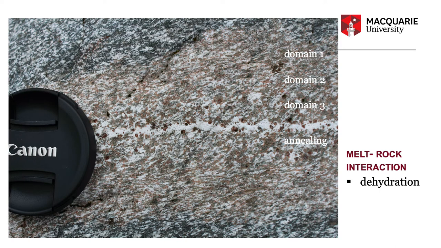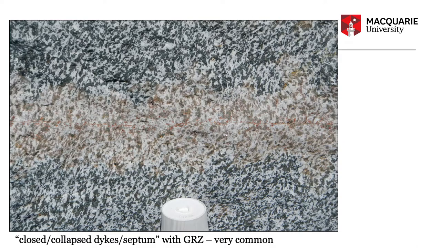In detail, the thin dikelets that are rich in coarse garnet and plagioclase, which you can see in the centre of this diagram, have a few centimetre wide garnet reaction zone around them, where that early formed amphibole is actually dehydrated adjacent to the dike. Many of the dikes show a very thin septum at the centre that we interpret as representing the closure or collapse of the dike.